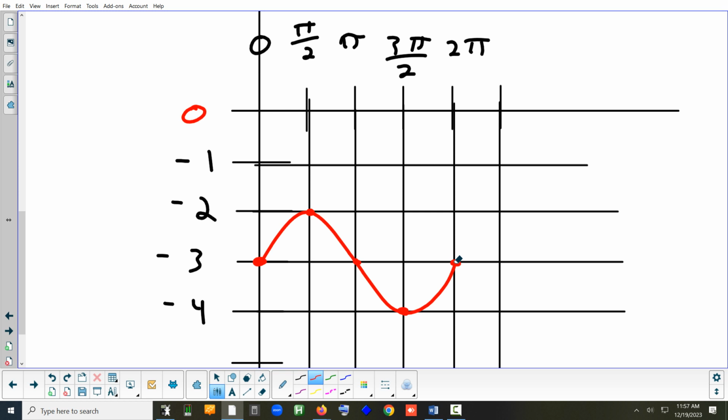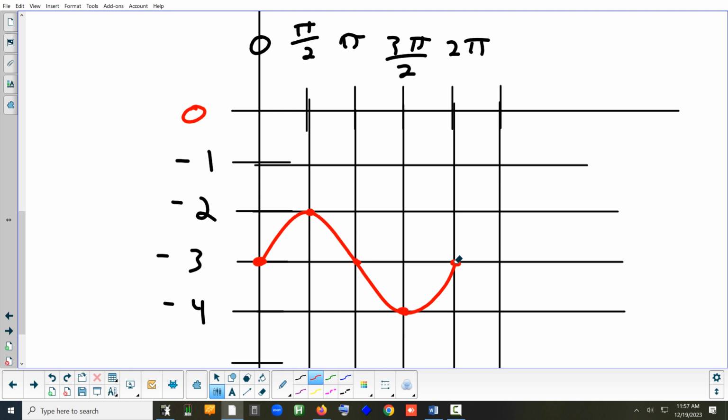Any question on that? So now if I gave you that graph and said, what's the domain? What would you say for the domain? All real numbers. And what about the range? Negative 1, 1? No. Not anymore. That would be the original. The range is all real numbers between negative 4 and negative 2. Okay. Any question on that?